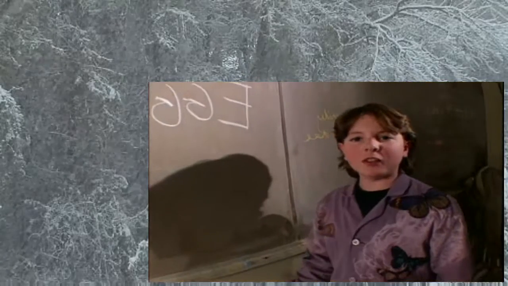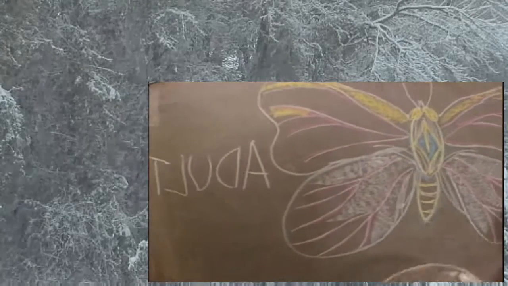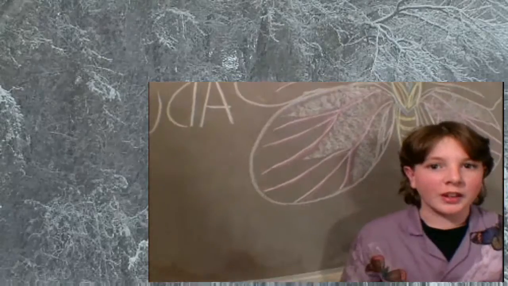Attention humans. Insects grow in stages, from egg, to larva, to pupa, to adult. And if all the world was a stage, watch your step, because insects rule. Any questions?